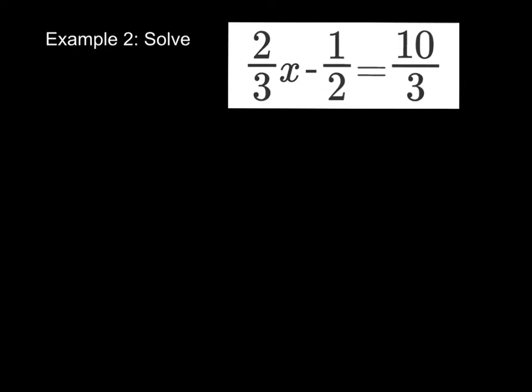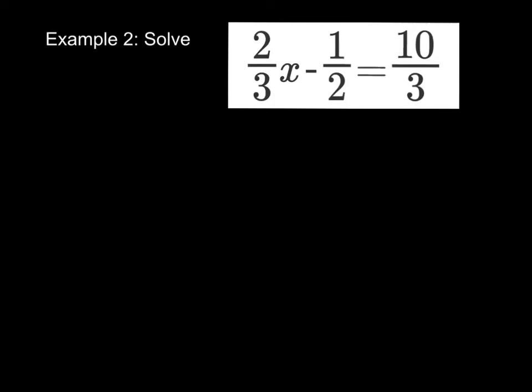Alright, in example 2, we have the same operations to deal with. We're going to have to do some addition or subtraction, and we'll have to do either multiplication or division. This time, though, we are dealing with fractions. So I find my variable, x. I decide what do I need to get rid of in order to solve for x. I'm going to have to eliminate this negative 1/2 and then this 2/3.